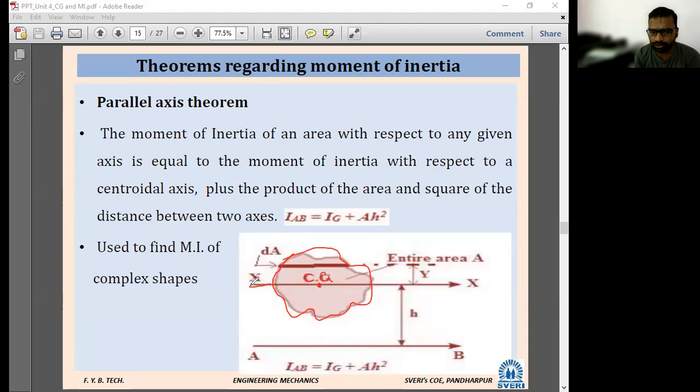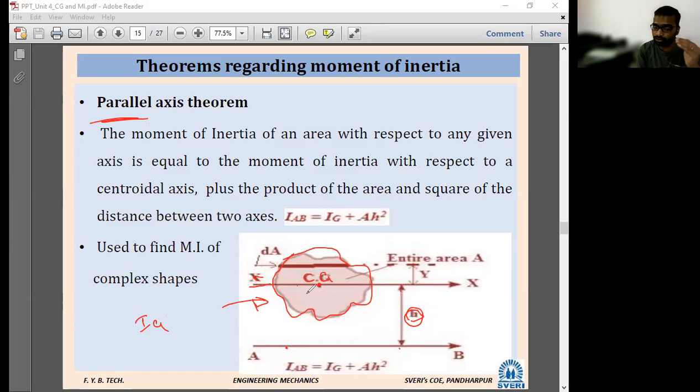I will draw a line. This is the line passing through the centroid, so it is nothing but the XX line. Its moment of inertia I know, that is IG. IG is the moment of inertia of this plane about which axis? About the centroidal axis. I want to shift the moment of inertia about the centroidal axis to the AB line. But this AB is exactly parallel to the centroidal line. That's why it is called the parallel axis. The distance between these two lines, the centroidal axis and the AB line, is H.